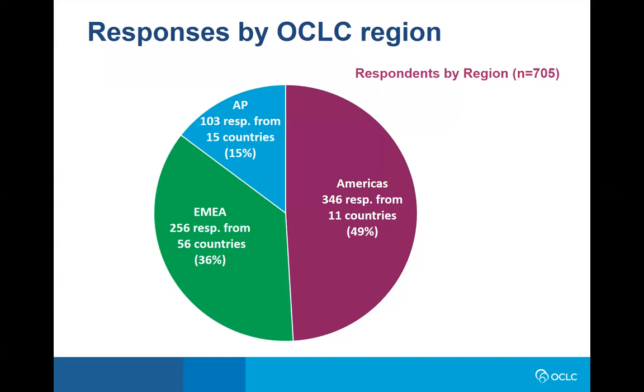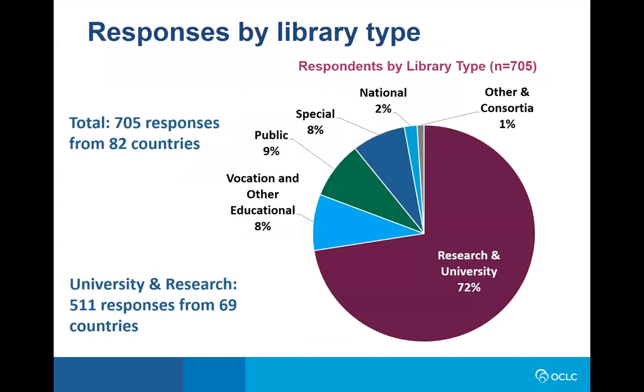First of all, I should say there are two big imbalances, and one is that most of the respondents, 49%, came from the Americas region. So there is a bias, of course, here with the data. If you look at it as a total, then there is a bias towards the Americas. There's also a bias towards research libraries, because 72% of the respondents were from university libraries and research libraries. And the other categories are not so well represented.